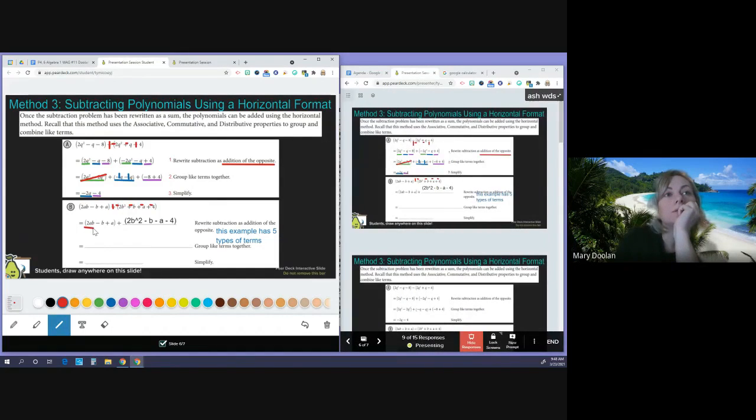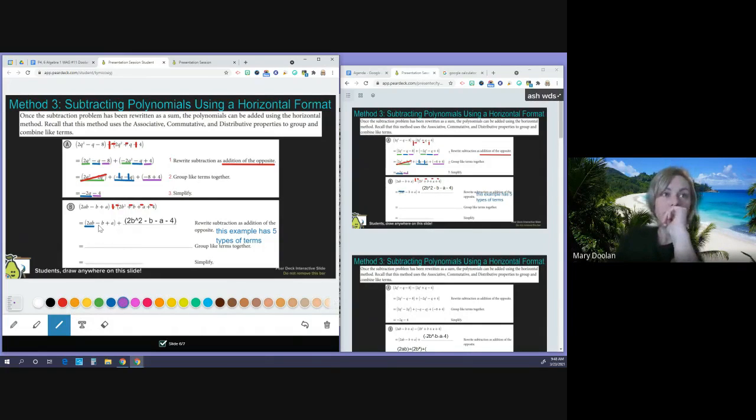So we have the 2ab term, which is one type of term. And there's not another one like that. We have a minus b, so a b term. Over here I also have a b term, another minus b. A plus a, a minus a. So we have a pair of like terms that have an a. And then we have this minus 4, which is a constant. Then we have this 2b squared, which is its own type of term also.